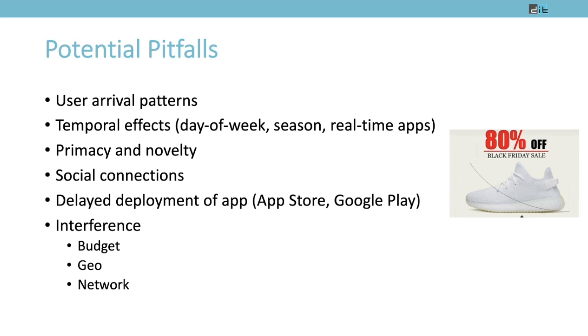And then there are other kinds of interference, such as budget. You may want to be careful about how you split the budget within the different variants. If it's geo interference, let's say you have a global application that works around the world, for some people it is noon, for some people it is midnight. You have to be careful about what you're measuring there. Or even networks, some people may have slow networks, some people may have faster ones. You may want to account for that when you're measuring different things.